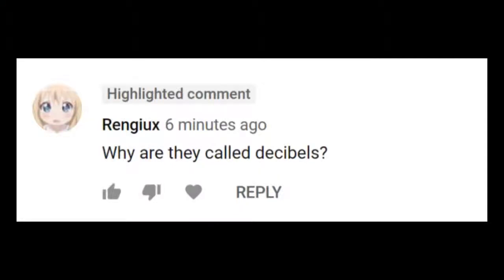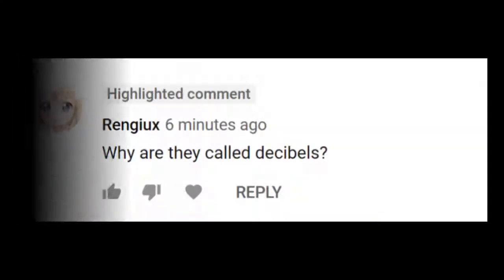Why are they called decibels? The real unit is the bel, in honor of the scientist Alexander Graham Bell. He studied the intensity level of sound and measured it by a logarithmic scale. The reason that we use a smaller unit, the decibel, is that the bel is a very big unit. It's a very big scale of units.